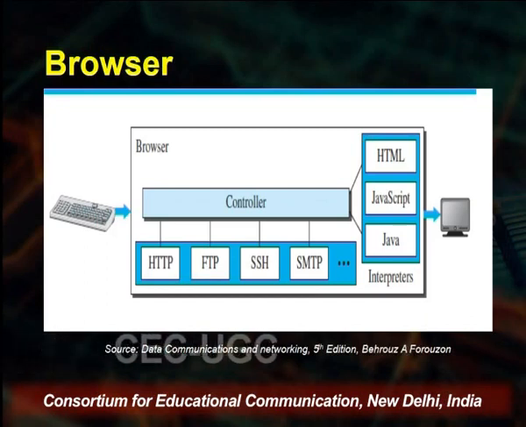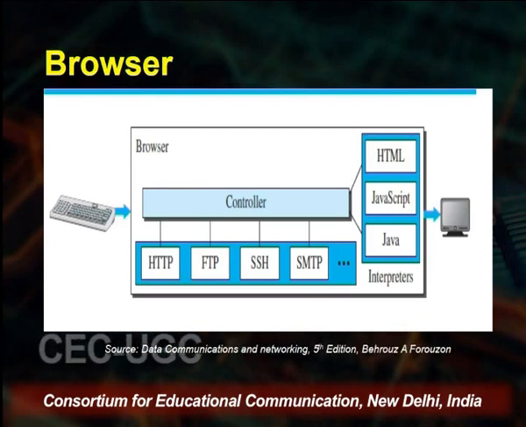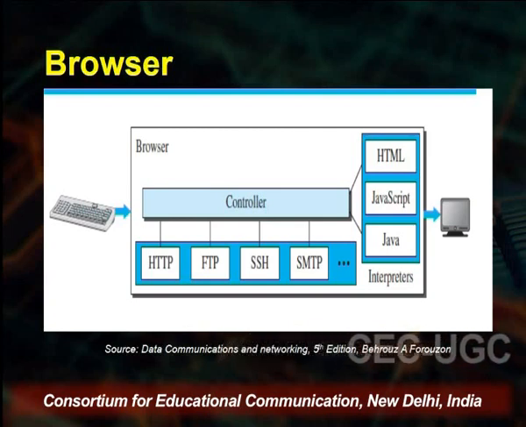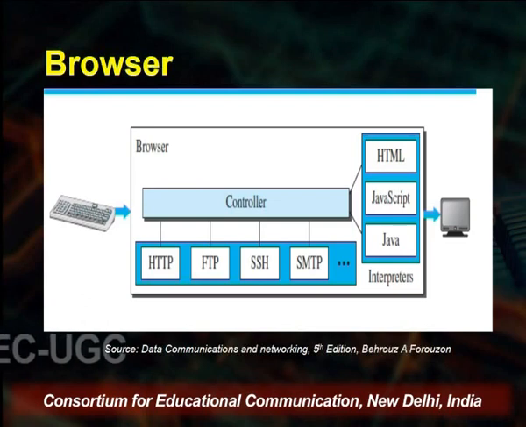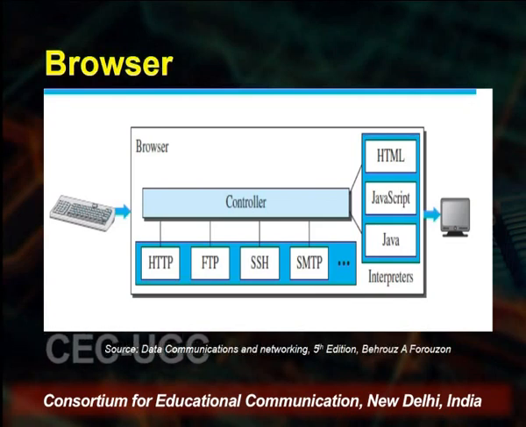Then on the browser you can see there are some protocols like HTTP, FTP, SSH, SMTP. These are the protocols which are used by the various web pages for the transfer of information. And there are interpreters like the Java interpreter, JavaScript or HTML interpreter, which make the content readable by the servers, by the client application or by the output devices.